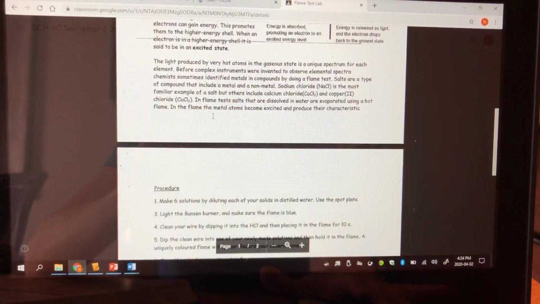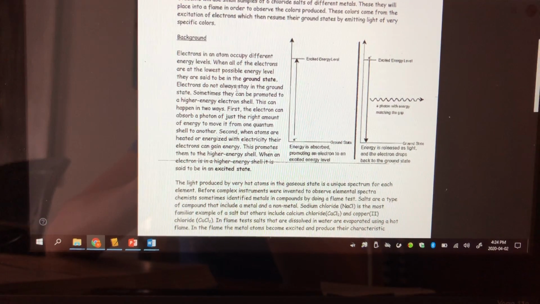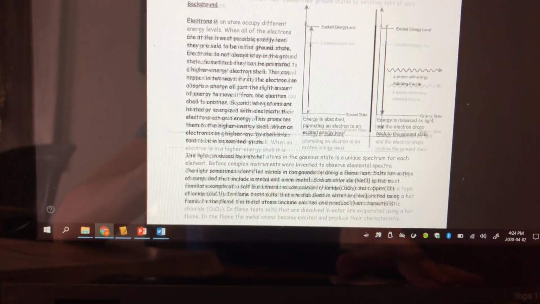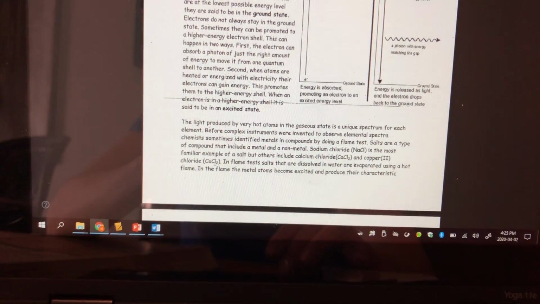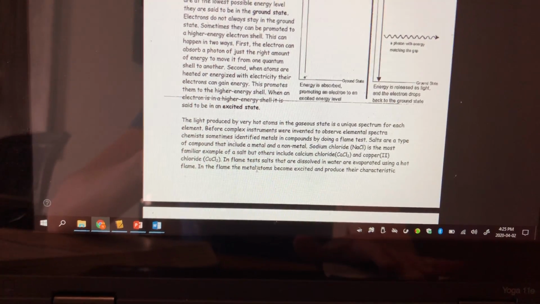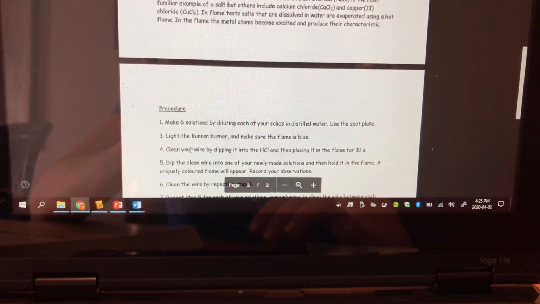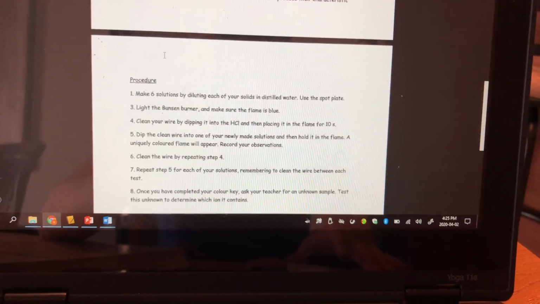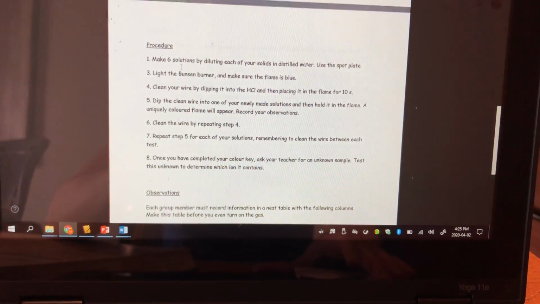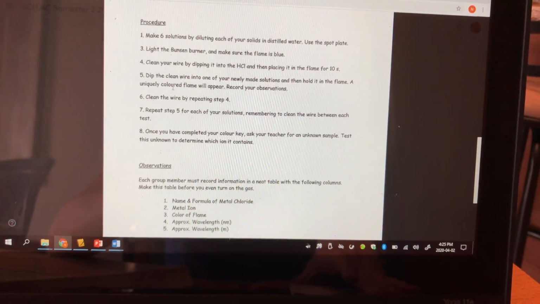Basically what we did is we took a metal solution. So for example, we took copper chloride, this powder, and we mixed it in water in a spot plate. And then we dipped a wire into that solution and put it into the flame after lighting the Bunsen burner. And we saw a unique color. For example, you would see copper burning green, and that's unique to that element.